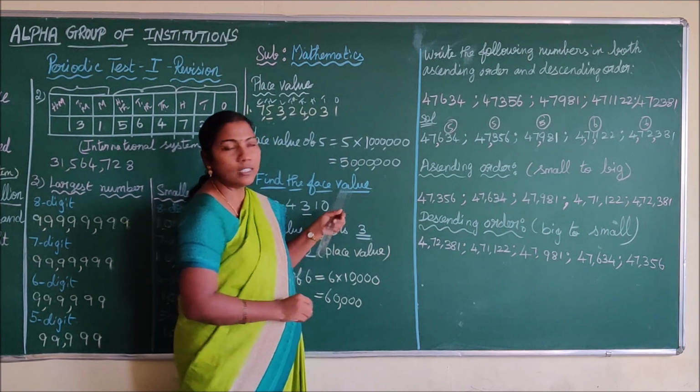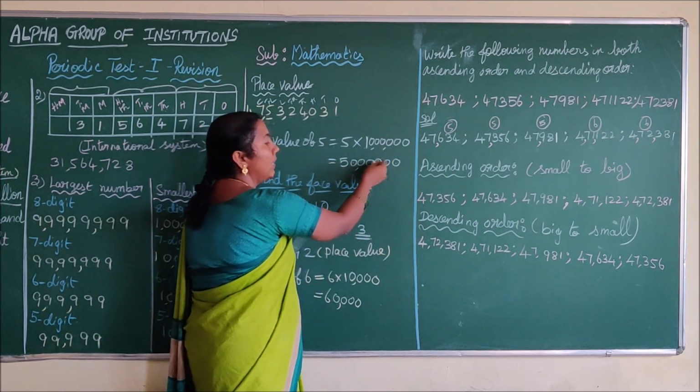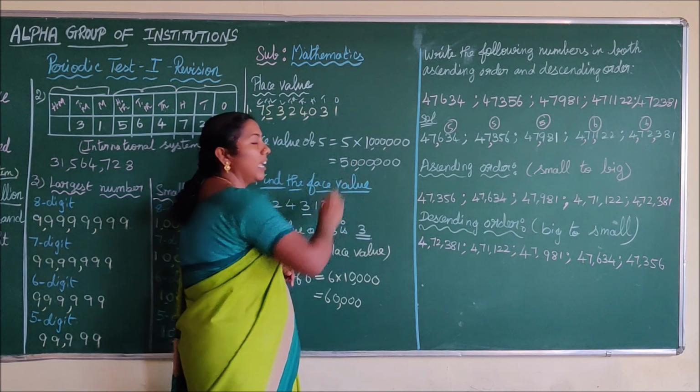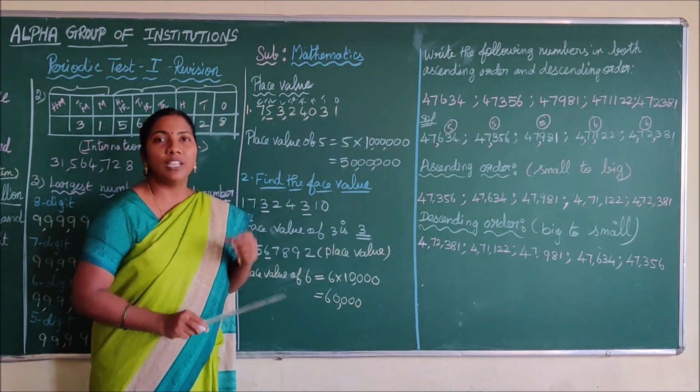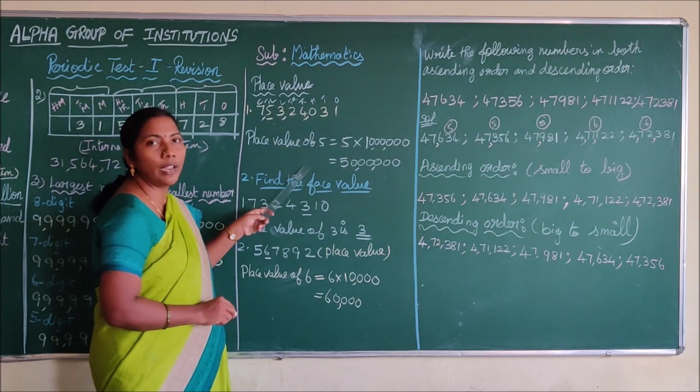Now how can you read this number? 1s, 10s, 100, 1000, 10,000, lakh, 10 lakh. Thus the place value of the given number, that is the underlined digit, is 50 lakh. This is the way you have to write the place value.